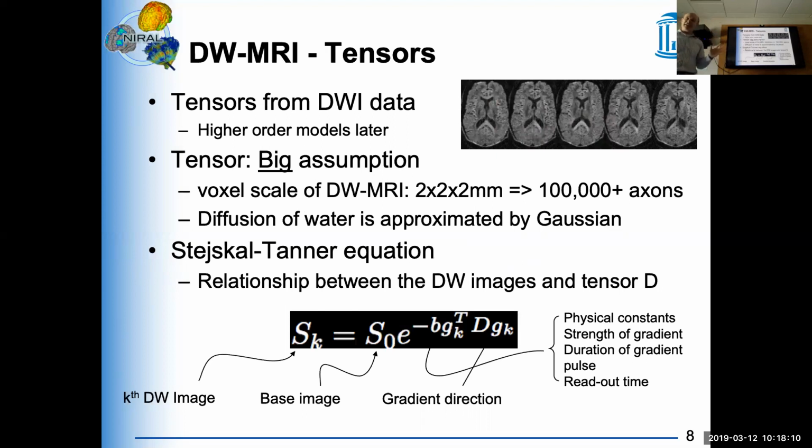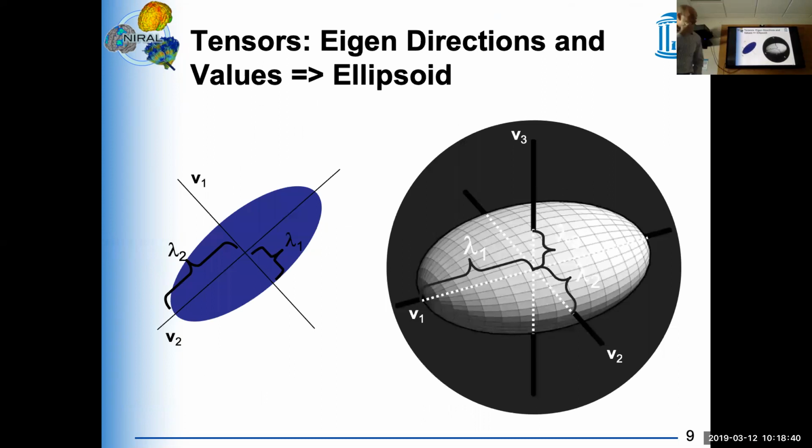The basic equation used to describe diffusion with a tensor is the Stejskal-Tanner equation, where the diffusion-weighted image is made up of the baseline image times this term here, which is the b-value times the gradient times the tensor, times the gradient again. And so the unknown here is D, which is this tensor. A tensor, to go back to that, is an ellipsoid. It's basically a 3x3 matrix that's semi-positive definite. It's symmetric, meaning it only has an upper triangle, so it has 6 unknowns.